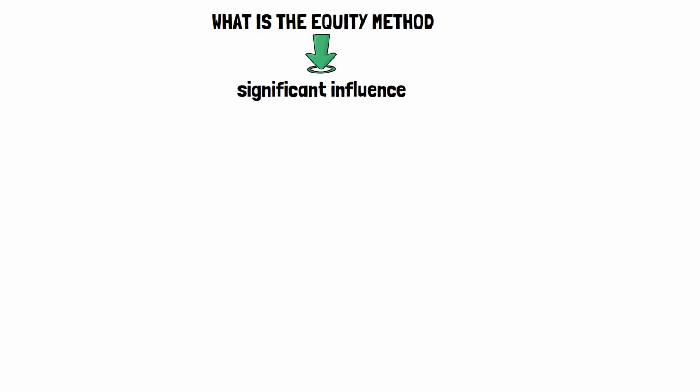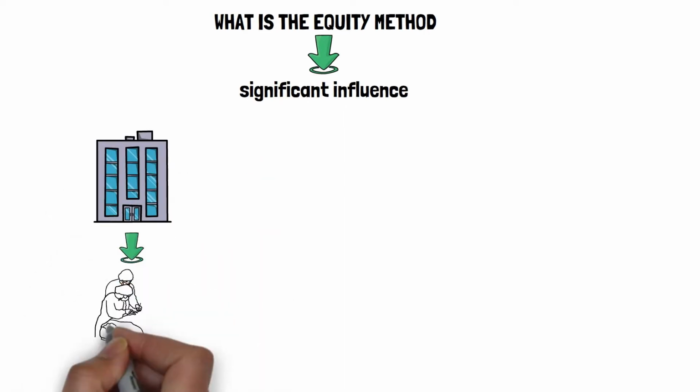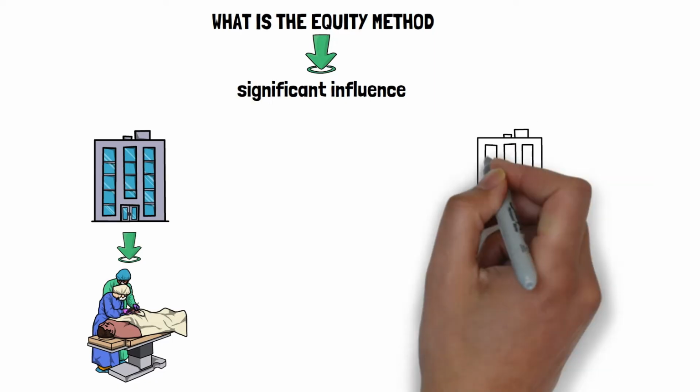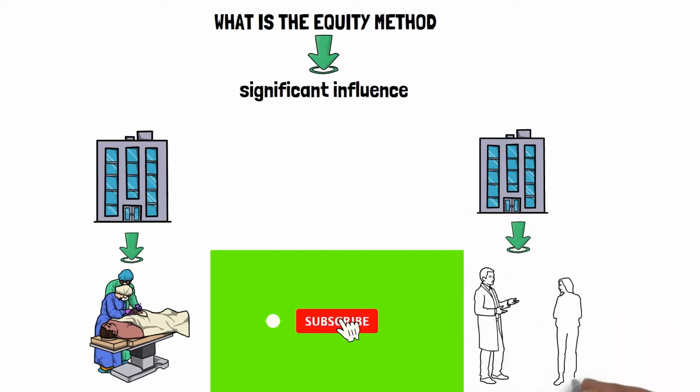Before showing an example of the accounting recognition of the equity method, it's essential to understand the meaning of significant influence. So, let's assume that Company A is a hospital specializing in cardiac surgery. On the other hand, Company B carries out developments in robotics.